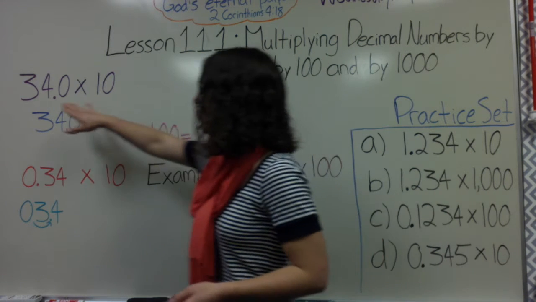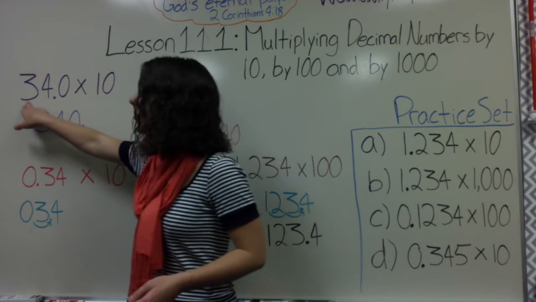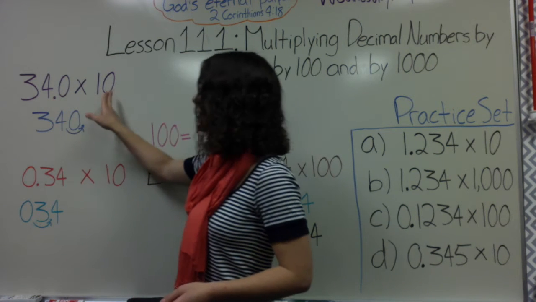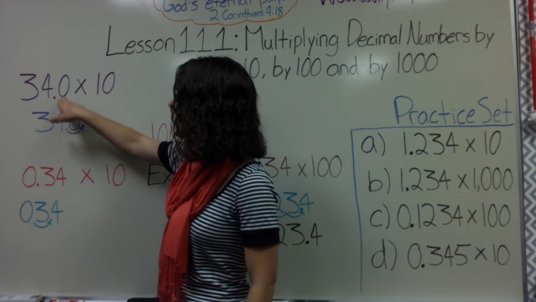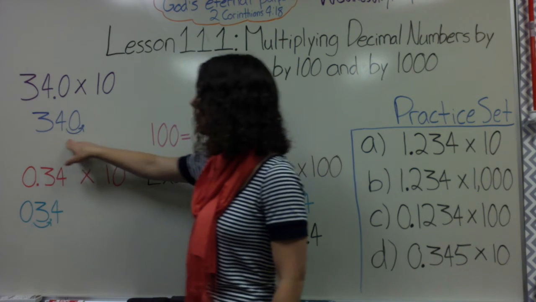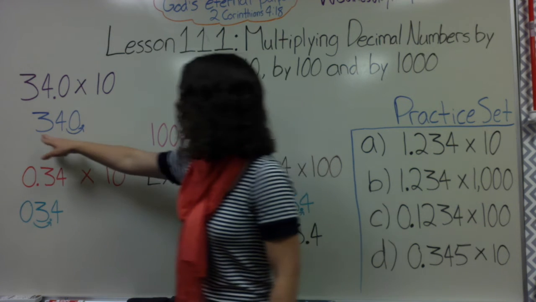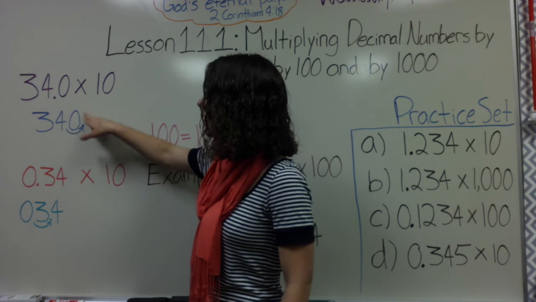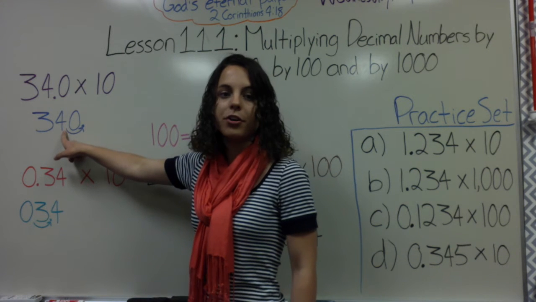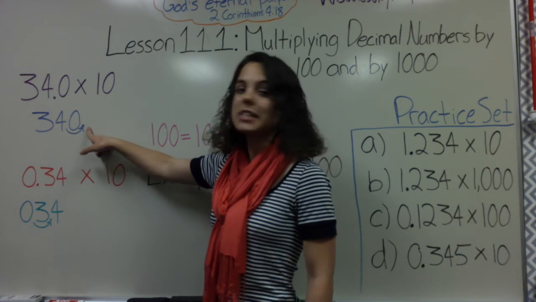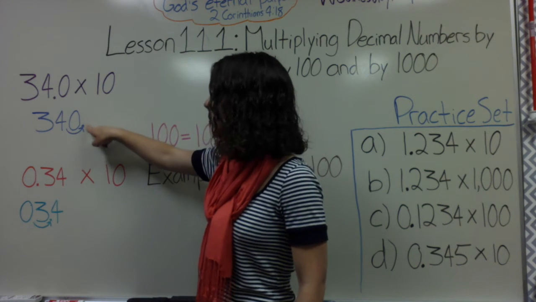When I do 34, this is 34 as a decimal number, but it's still 34 as a whole number times 10. What I'm simply doing is adding a 0 to the end and really moving the decimal point over one space to the right. So 340 would be 34 times 10. My decimal point started here with 34, moved over one space to the right, one space to the right. So I get 340.